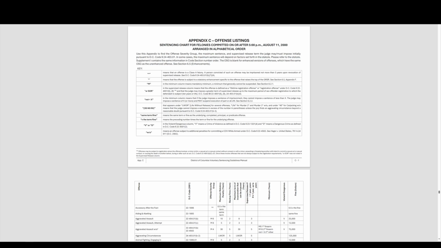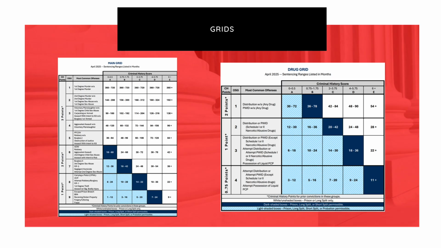As we will discuss in more detail in this video, the DC Voluntary Sentencing Guidelines use two primary factors to determine the defendant's guidelines recommended sentence: the seriousness of the offense of conviction and the defendant's prior criminal history score. To determine the seriousness of the offense, the Commission places, also known as ranks, each felony offense into one of 13 offense severity groups. There are 4 offense severity groups for drug offenses and 9 offense severity groups for non-drug offenses.